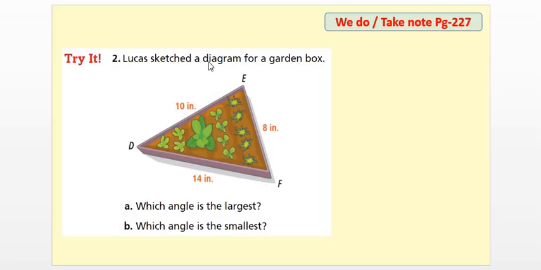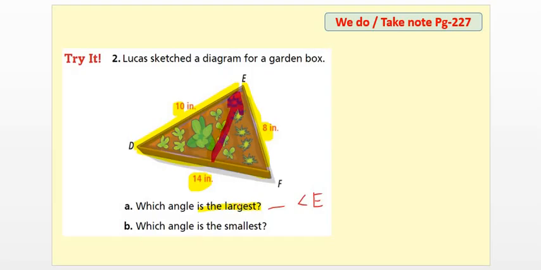It says Lucas sketched a diagram for a garden box. As you can see here, we have a triangle in which the 3 sides are of different lengths: 8 inches, 14 inches, and 10 inches. Which angle is the largest? The largest angle will be opposite to the largest side. 14 is the largest side. Now check which angle is opposite to it. So angle E is the largest angle in this garden box.